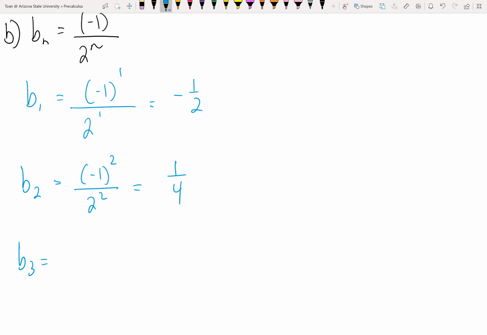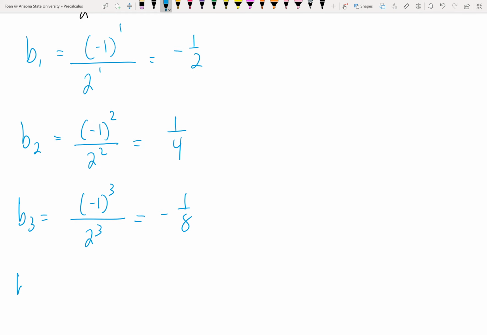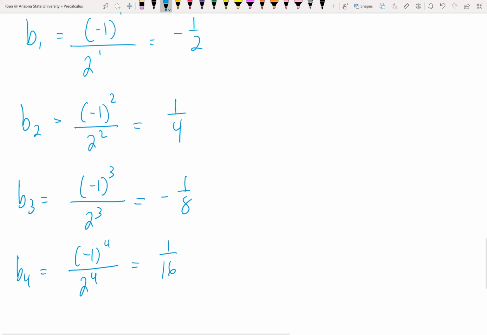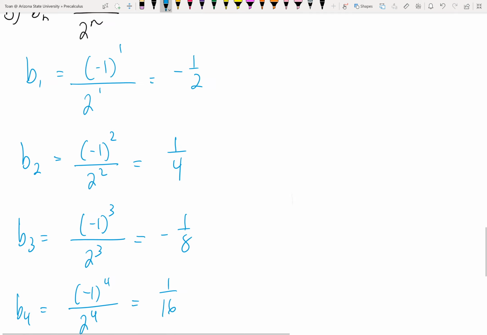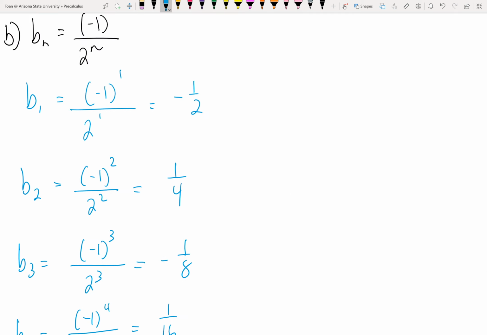b sub 3, negative 1 cubed over 2 cubed is a negative 1/8. b sub 4, negative 1 to the 4th over 2 to the 4th is positive 1/16. b to the 5, or the fifth term, is negative 1 to the 5th over 2 to the 5th, which is negative 1/32.